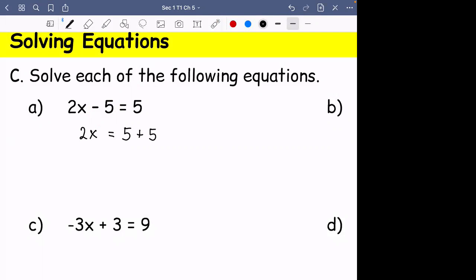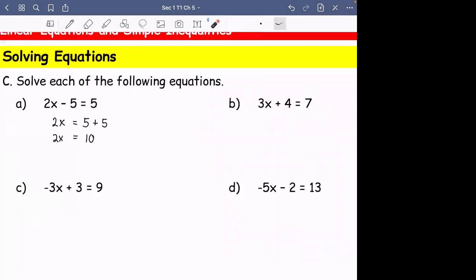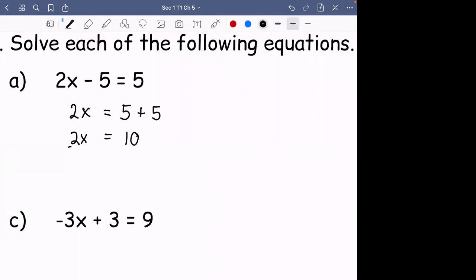Okay, and then let's answer this. So 2x is equal to, what is 5 plus 5? 10. Observe, we have 2x is equal to 10, just like this example right here. So that's the time that we will divide. Divide both sides by 2 because you want to remove this. You only want x on the left side. So this is cancelled, and x is equal to 5. That's your answer.